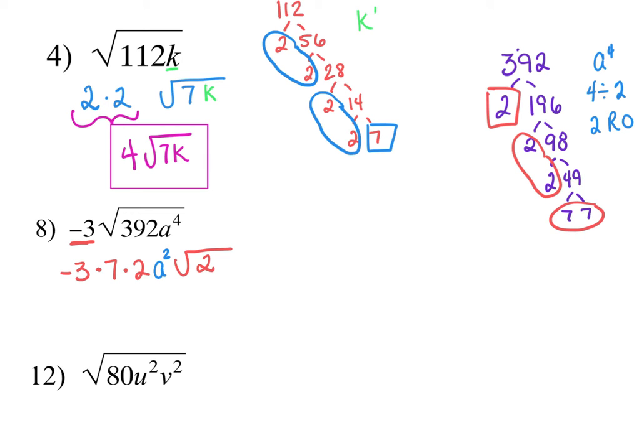And then you just want to multiply all of this. -3 times 7 times 2. This multiplies to -42. We have the a squared, and then we have the square root of 2. And so that is our answer.